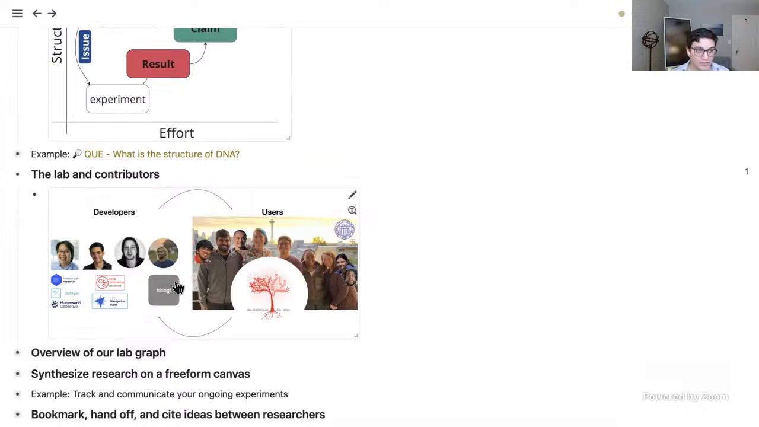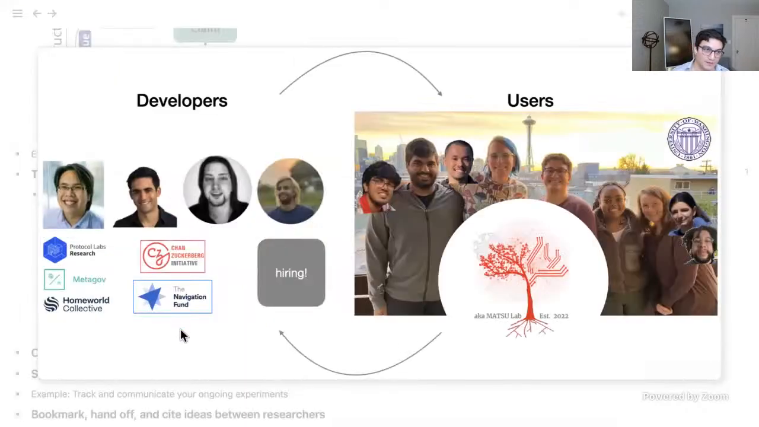First, I'd like to acknowledge the people who are both developing and using this discourse graph software for science. On the left are the developers. This is Joel, David Vargas, Michael Gartner, and Sid Yadav, who are all developers who have been working on the discourse graph plugin itself. And over the last few years, we've been funded by a series of groups, most recently by the Chan Zuckerberg Initiative and the Navigation Fund.